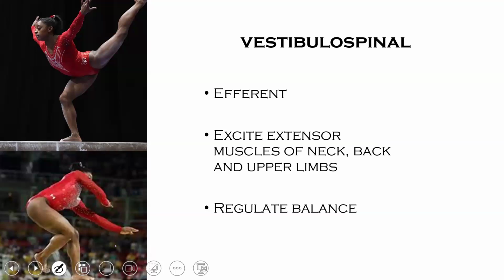So as we see here, we see Simone Biles giving a very good example of great vestibulospinal tract control. And when we need to regulate our balance, I had to look really hard for her losing her balance a little bit here, right? So when we start to lose our balance, this vestibulospinal tract is going to excite the extensor muscles of our neck, our back, and our upper limbs. Okay, so you can see right here her tricep or the extensor muscles firing off, or when we just wave our arms to try and get our balance. That's vestibulospinal tract doing that for us.